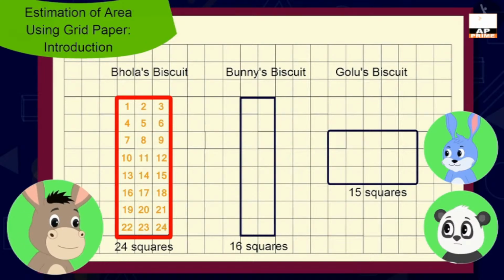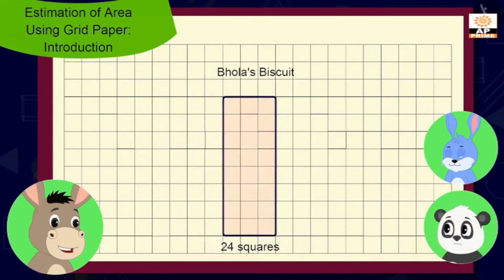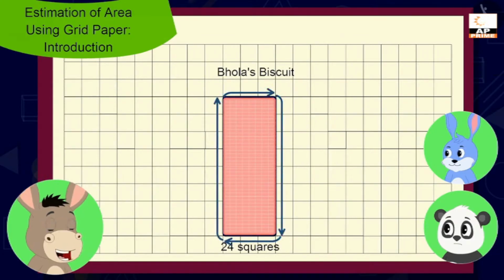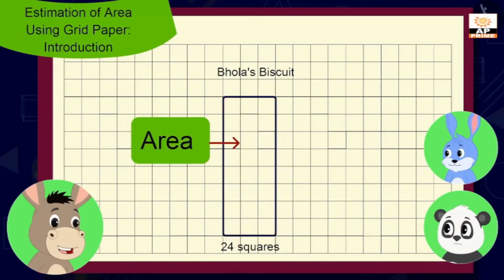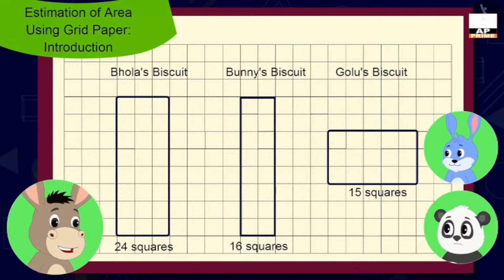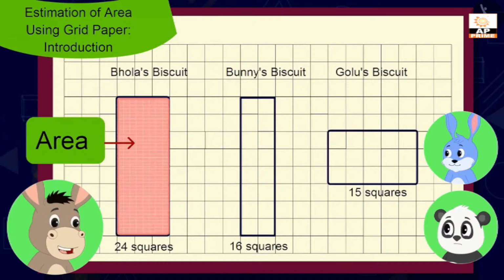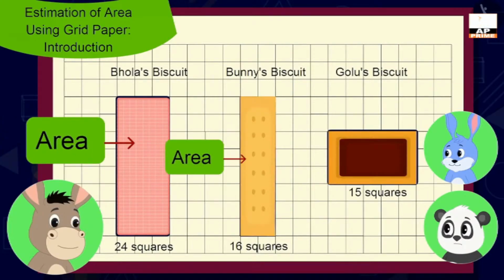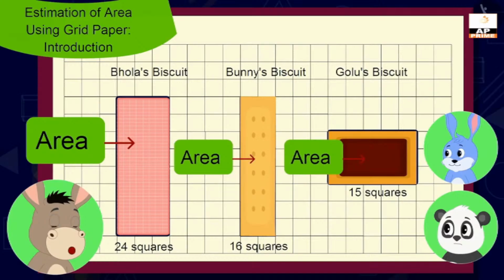Absolutely right. And do you know that the area created inside the boundary of any shape is known as the area of that shape? So, we can say that the area of my biscuit is larger than the area of both your biscuits. Or, my biscuit is bigger than both of your biscuits. Bhola explained to Golu and Bunny.